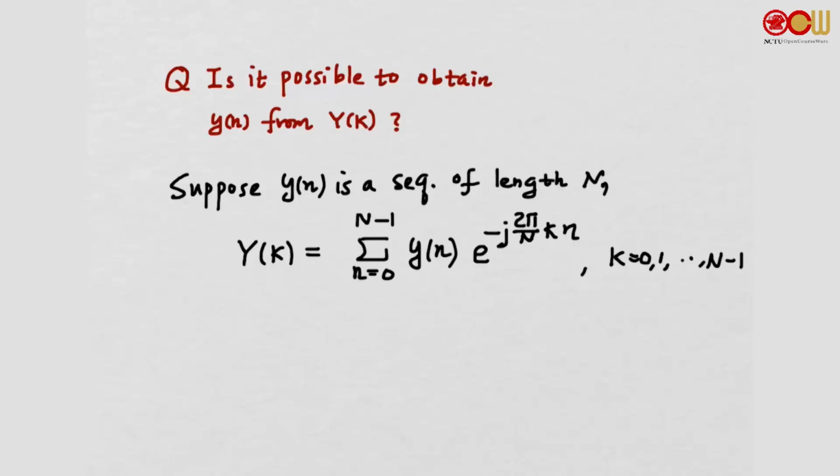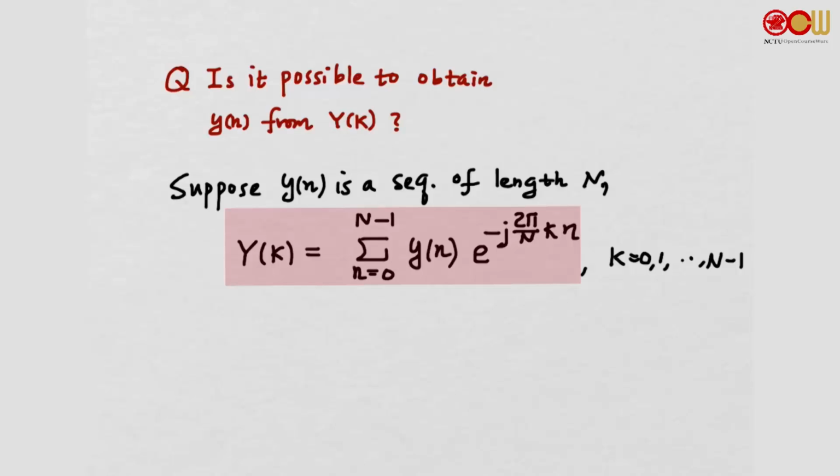So how many equations are there here? For each k, we have an equation, so there are a total of N equations. And that's how the N-point DFT is related to the sequence y[n]. Let's write down the N equations to take a close look at how y[n] and Y(k) are related, and then perhaps we can answer the question of whether or not it's possible to get y[n] back from its DFT sequence.